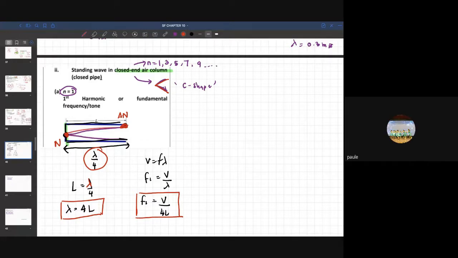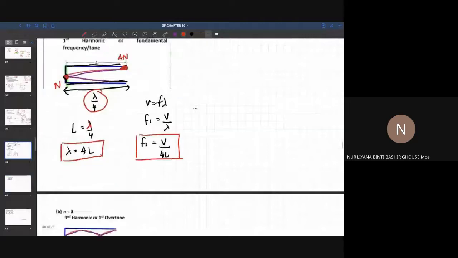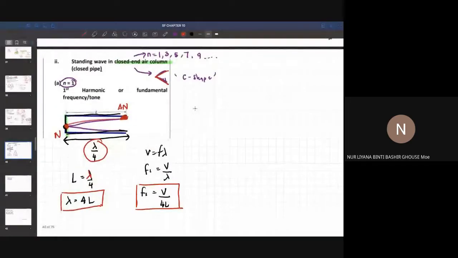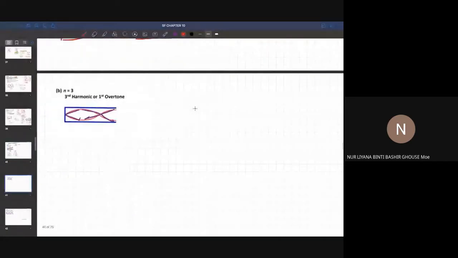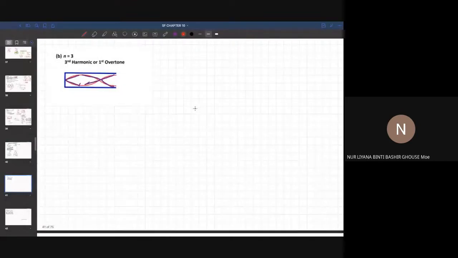Boleh, Miss. Alright. So, Miss discuss. Okay, so n equals to 1 dah siap. Tadi Miss dah tunjuk you. So, next Miss tunjuk untuk n equals to 3. Okay, so for n equals to 3, again you have to lukis. You have to lukis 3 C ataupun 3 V tu. So 1, 2, 3. Kau nampak tak?